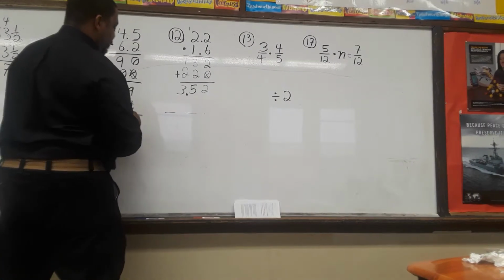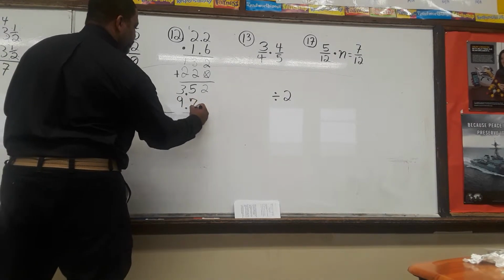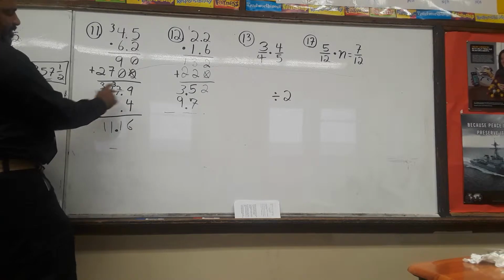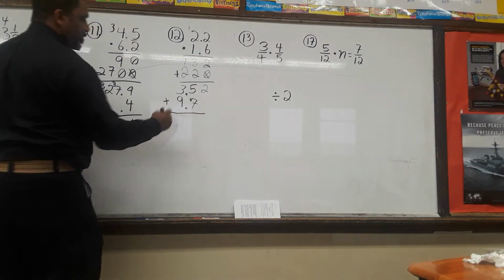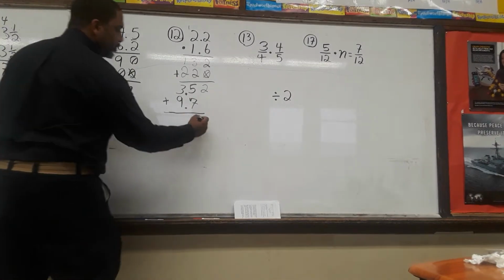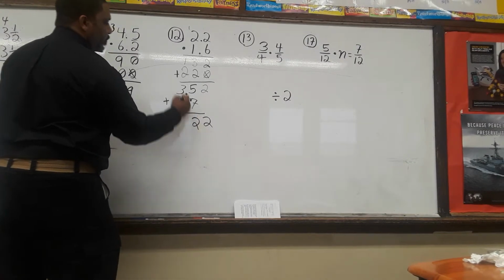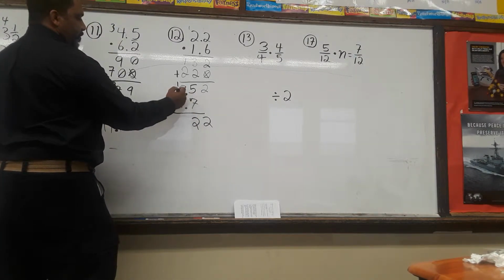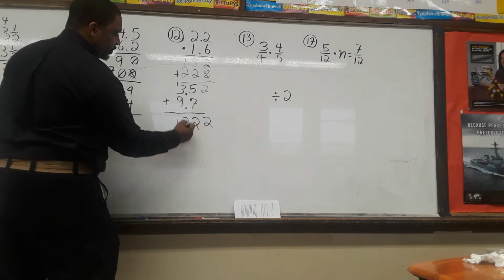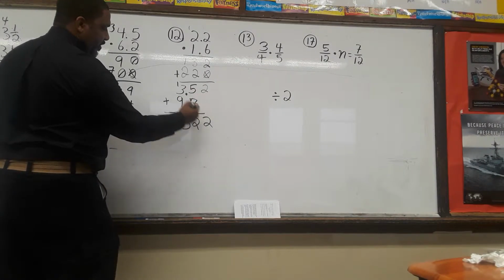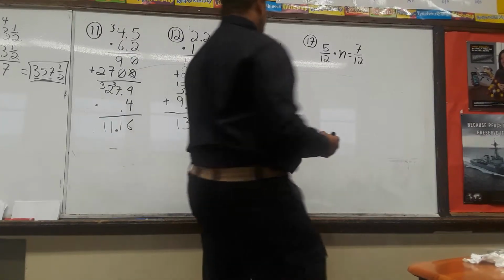I want to move over my 9.7 because I'm adding here. I didn't really have to move it over here, I just did it so it would be aligned. But when we're adding, we definitely have to have those aligned. So 2 plus nothing gives us 2. 5 plus 7 gives us 12. We're going to carry that 1. And 9 plus 3 plus 1 is going to give us 13. And our decimal, we don't have to count anything. We just bring it straight down. So the answer is 13.22.